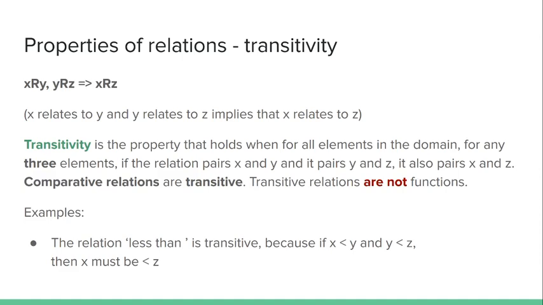Another way that we can look at these properties is using a relation matrix, and it can help us to see visually when a relation has certain properties. So let's have a look at that.